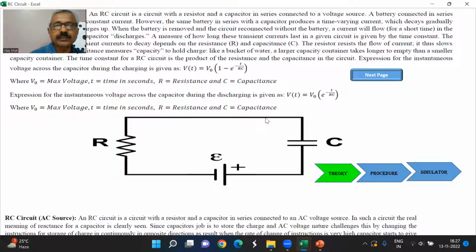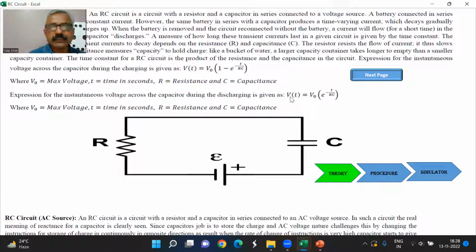So the RC circuit is a transient kind of circuit. Whenever the DC voltage is applied, here we can see the expression for the charging of the capacitor, and here is the discharging of the capacitor. This is the voltage across the capacitor while it is charging, and here this is the voltage across the capacitor during discharging.